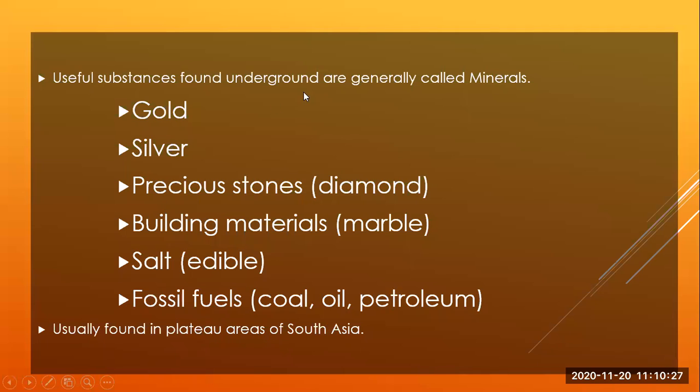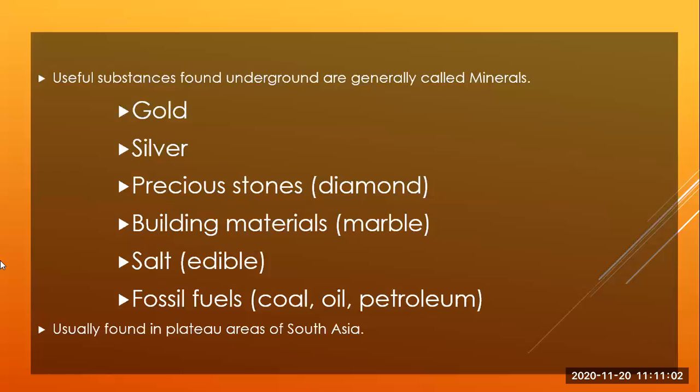Useful substances found underground are generally called minerals. Gold, silver, precious, these can be metals. Okay. A useful substance can be a metal like gold and silver. These can be precious stones like diamond. Or other than diamond, there are many examples, like you must have heard a word firoza that we use in our jewelry. That is also a kind of stone. Marjan, marut, these all are names of precious stones. We use them for our jewelry.